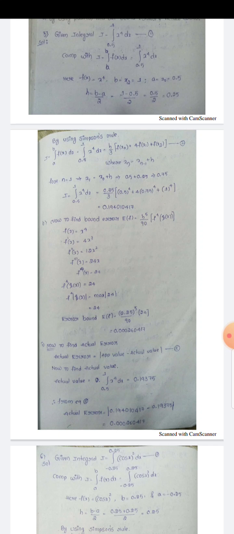By using Simpson's rule, I equals integral 0.5 to 1 of x power 4 dx, which equals h by 3 into [f of x0 plus 4 f of x1 plus f of x2]. This is equation 2, where xn equals xn minus 1 plus h. For n equals 1, x1 equals x0 plus h, which is 0.5 plus 0.25, equals 0.75. Therefore x1 equals 0.75.